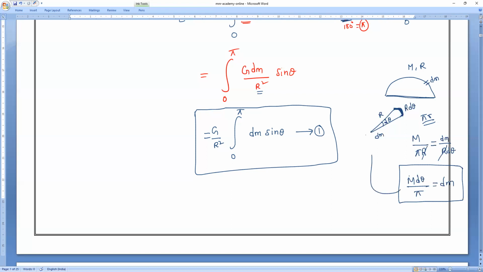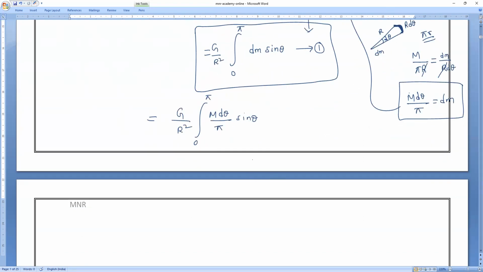Substitute this in equation 1. So what will happen? Speak loudly. Capital G divided by r square, integration from 0 to pi. In place of dm, what can I write? dm means M d theta divided by pi, into sine theta. Now again, something is constant. Can you tell me what is constant? M and pi. So I'll take it that GM divided by pi r square, integration of sine theta d theta. That's all I got.